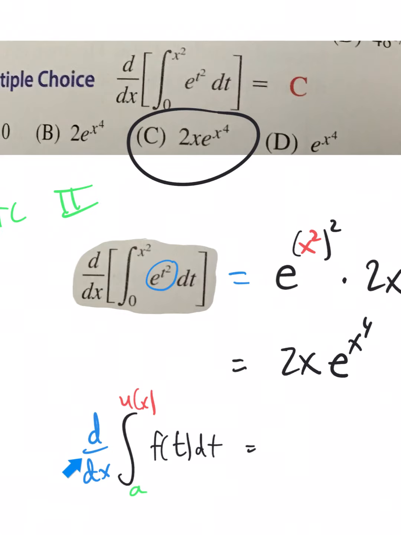Recall that what the second fundamental theorem of calculus tells us is that if you take the derivative of the antiderivative, the answer is the function f evaluated at that function u and then multiplied by u prime. And that's exactly what happened with this problem. The derivative of this definite integral is this function evaluated with an input of x squared times the derivative of x squared.